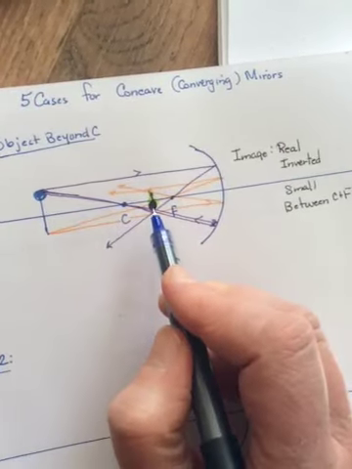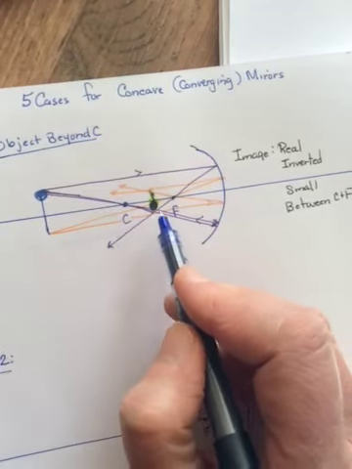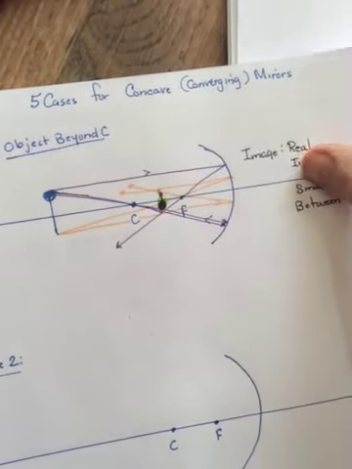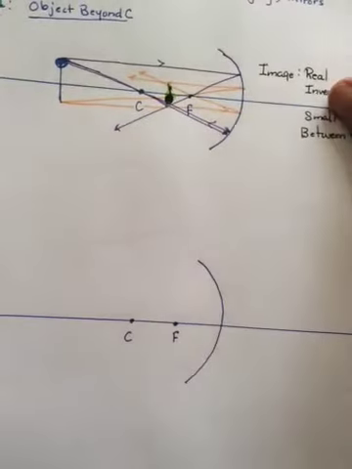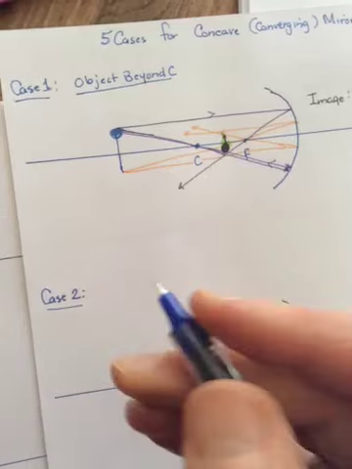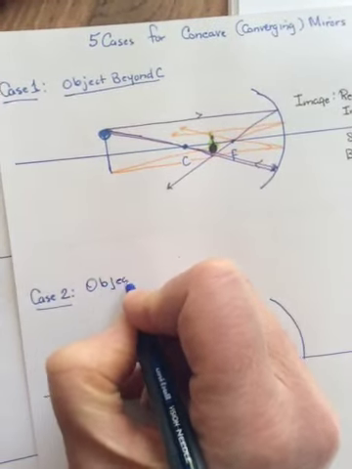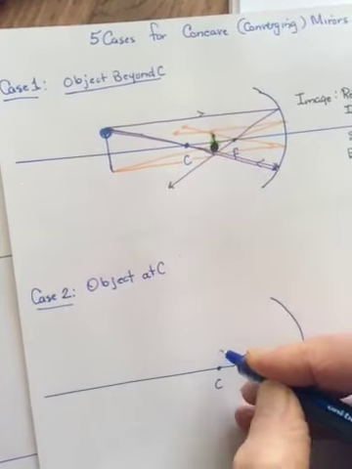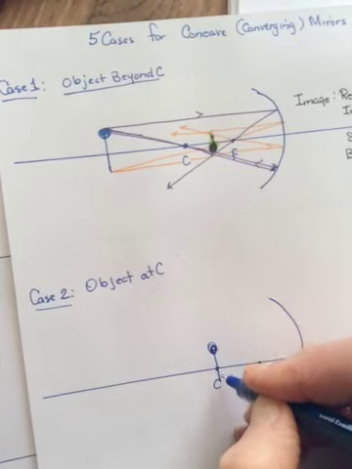The separate colors help us to see, because look at all the crossing. If they weren't in separate colors, it would be almost impossible to tell which one was the head and which one was the feet. Okay, case number 2. The first one was the object beyond C. We're going to move the object in now, and the object's going to be at C. Okay, so here's my object at C.